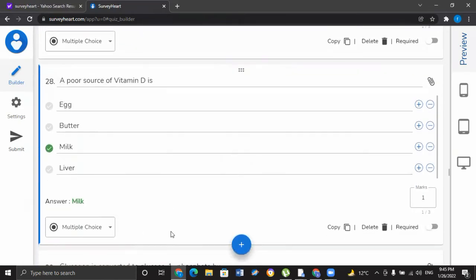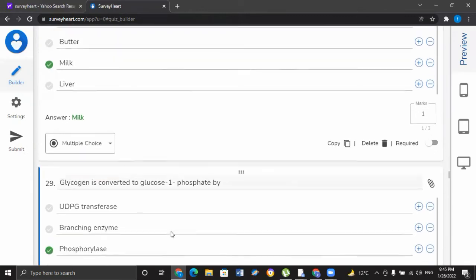The poor source of vitamin D is milk. Milk is poor in vitamin D, and milk is very necessary for absorption of calcium. So there are certain fortified milks available in the market that contain vitamin D along with calcium. So the poor source of vitamin D is milk, option C for MCQ 28.